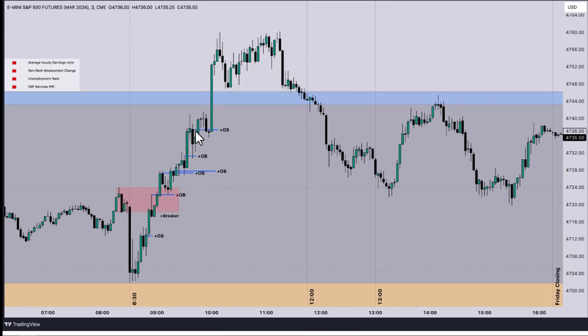Another order block, the opening price, it did close a little bit below the opening price, but not below the mean threshold, and then a nice reaction to the upside.